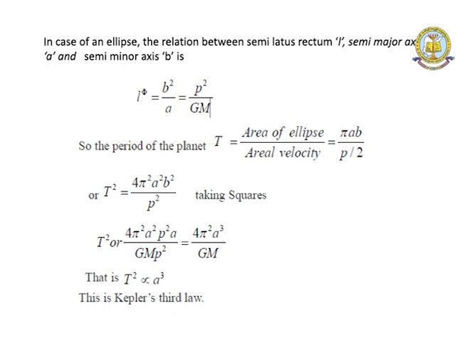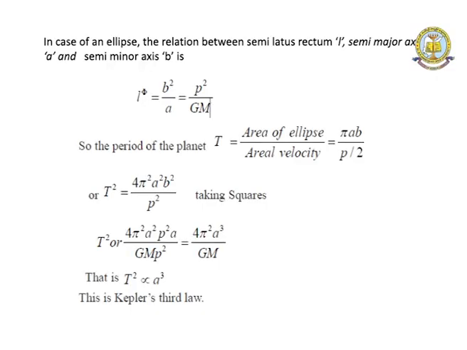So T square is equal to 4 pi square a square, and substituting the b square value in this equation, a p square by GM. On simplification, 4 pi square a cube by GM. So 4 pi square by GM is a constant value. That's why T square is proportional to a cube. So Kepler's third law is proved. The square of the time period is proportional to the cube of the semi major axis. This is the proof of Kepler's third law. Thank you.